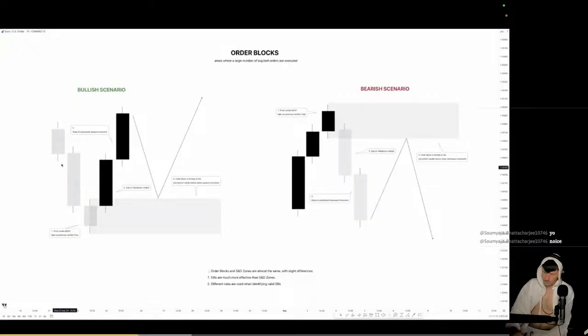And then after that, it must create imbalance, right? That means there must be a gap formed right here that tells us that smart money actually entered into the market and caused such a huge amount of imbalance in price, right?